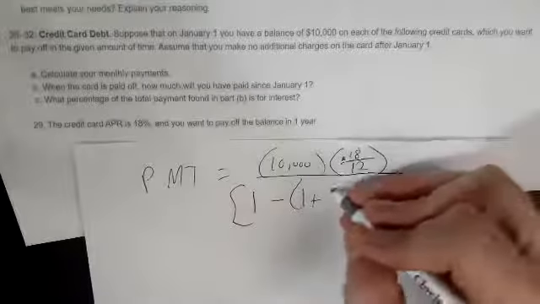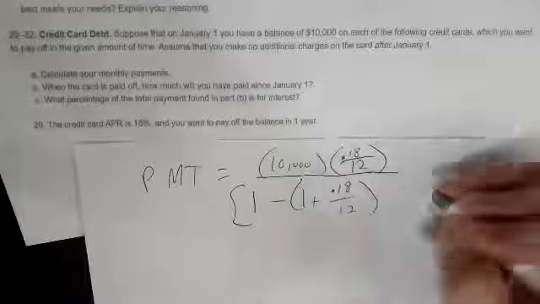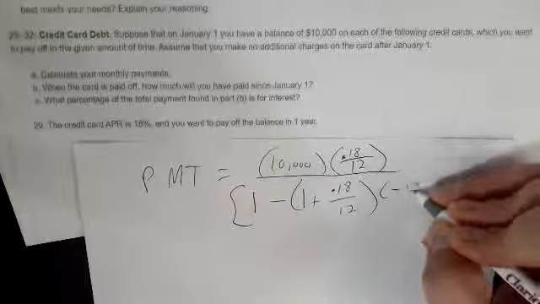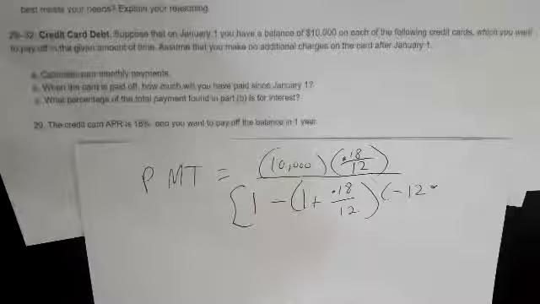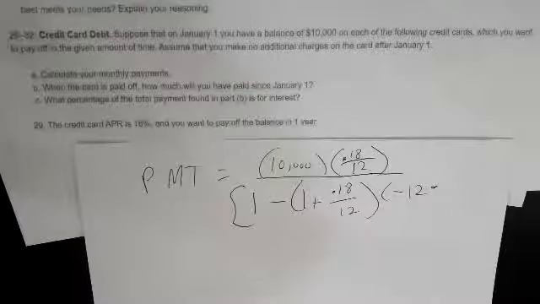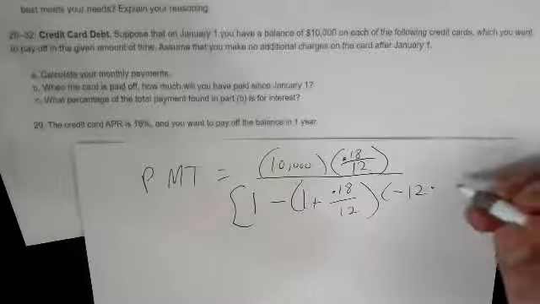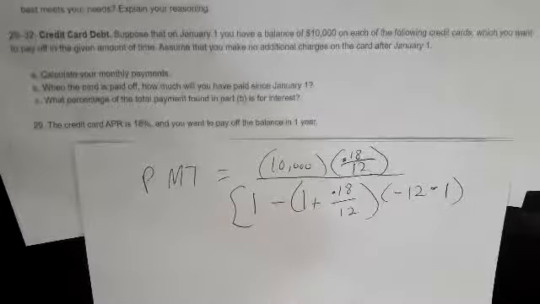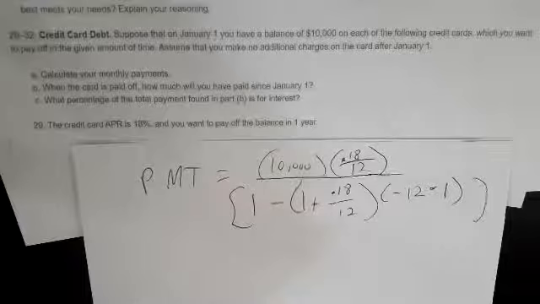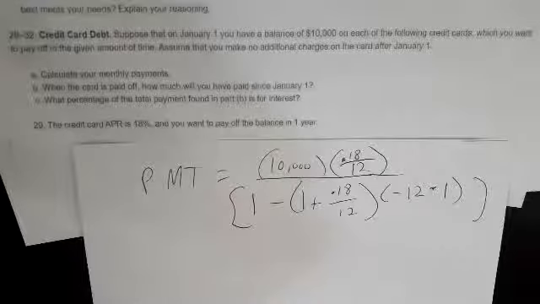This is the same thing, APR over N, to the negative N, which is 12, times my Y here, which is what? What are they telling me? How long are we going to have to pay this off? Is it 1 year? Yeah, that's what it says. We want to do it in 1 year. So just guessing, we're probably going to get a large payment, right?